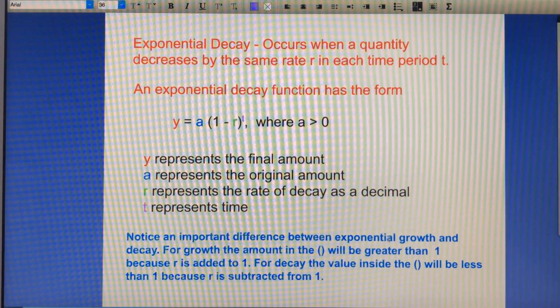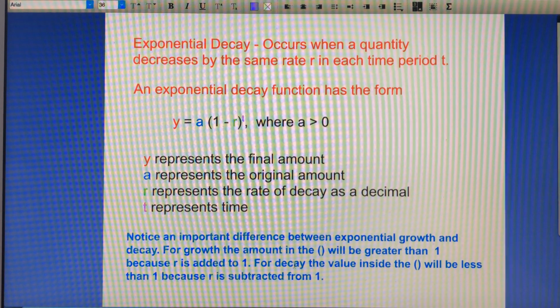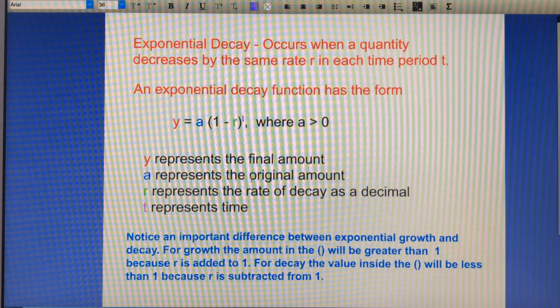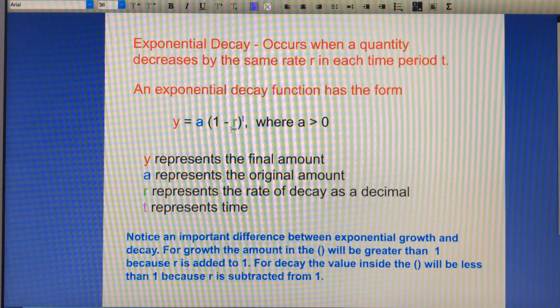Notice an important difference between exponential growth and decay. For growth, the amount in the parentheses will be greater than 1 because r is added to 1. For decay, the value inside the parentheses is going to be less than 1 because r is subtracted from 1. So right here, 1 minus r for decay. For growth, it was 1 plus r.